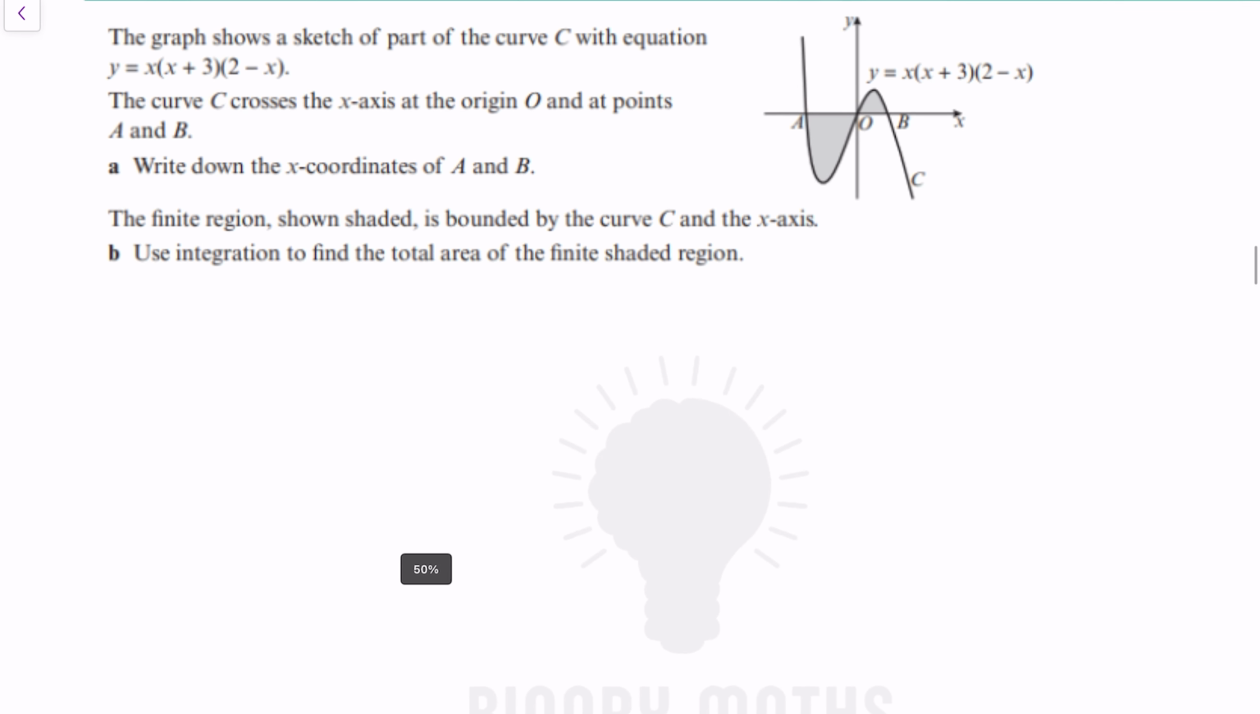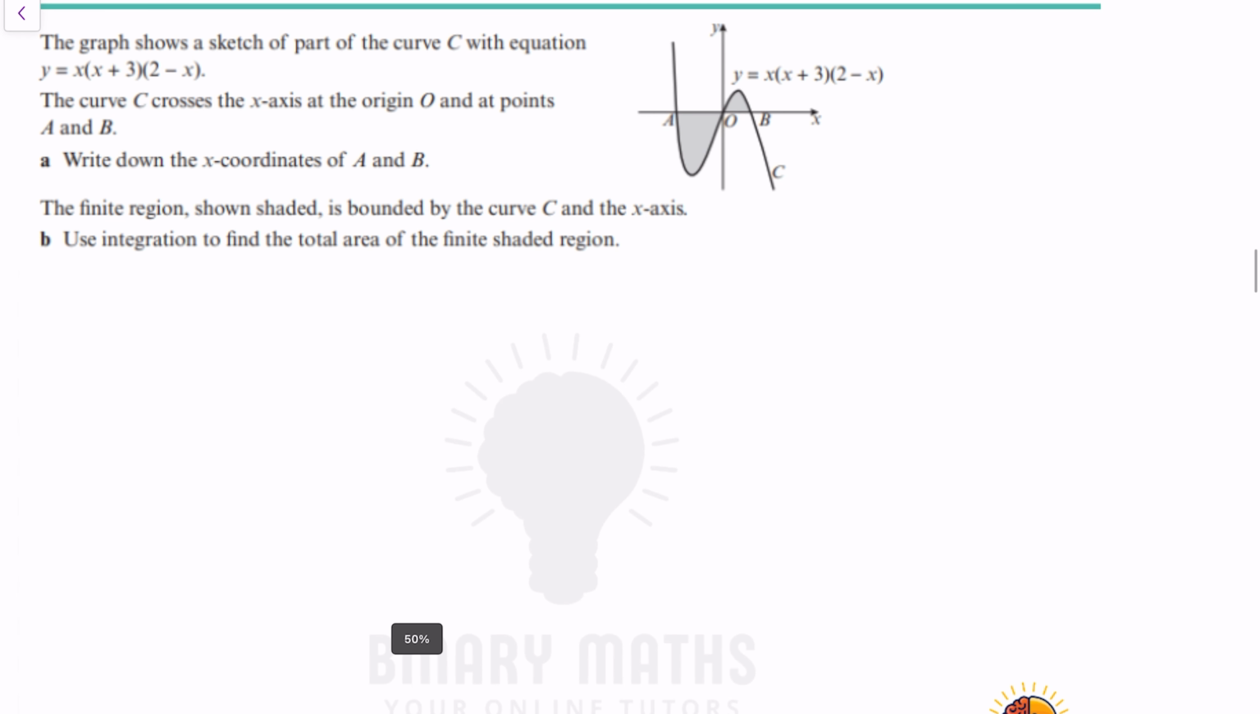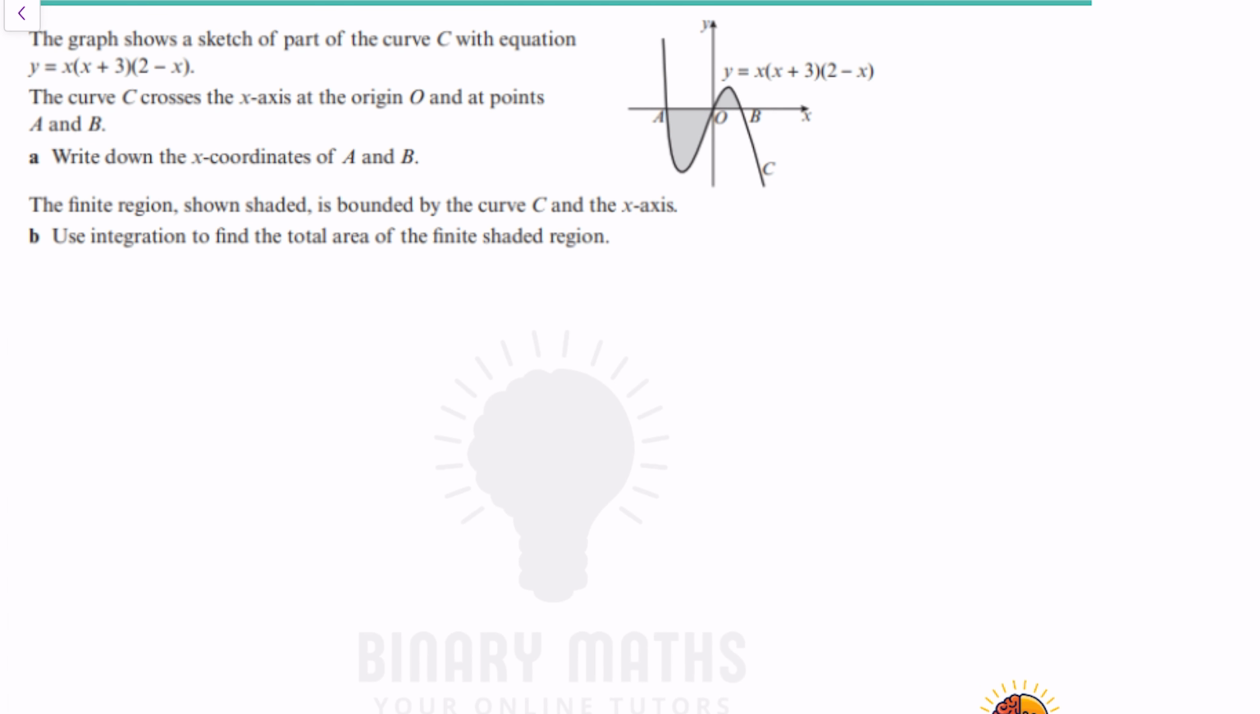Okay, let's do some more complicated examples. The graph shows a sketch of part of the curve C with the equation y is equal to x times x plus 3 times 2 minus x. The curve C crosses the x-axis at the origin and at points A and B. Write down the x-coordinates of A and B.